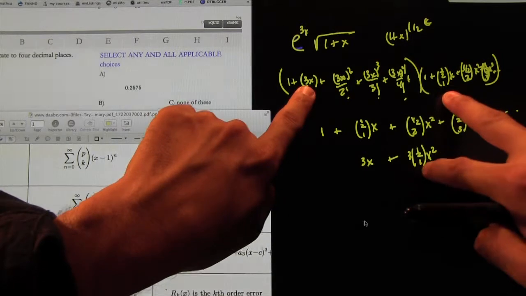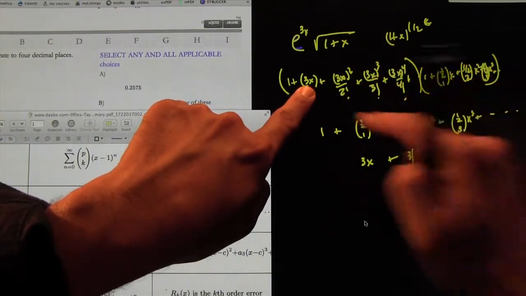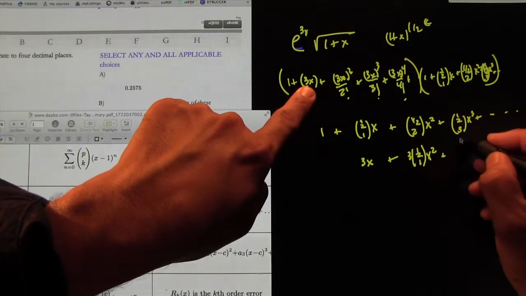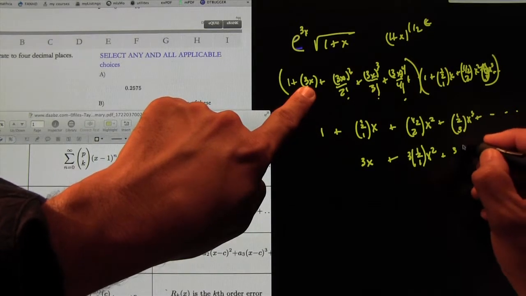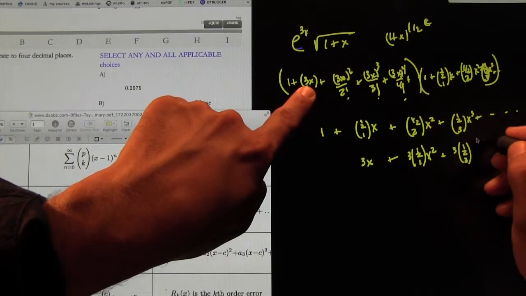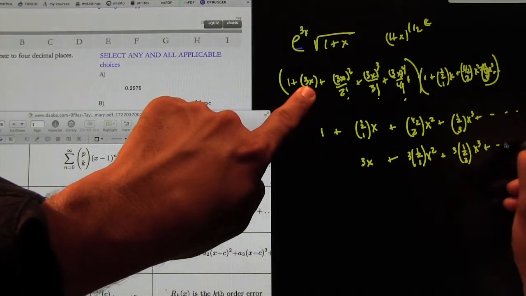These two multiplied give you that. I'm just distributing this, and so 3x times that would give you 3 times 1/2 choose 2, and that would give you x to the third, and so on and so forth.